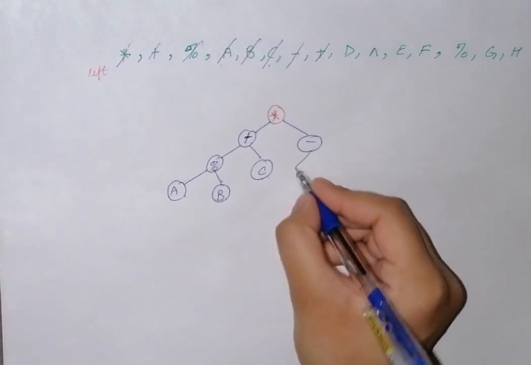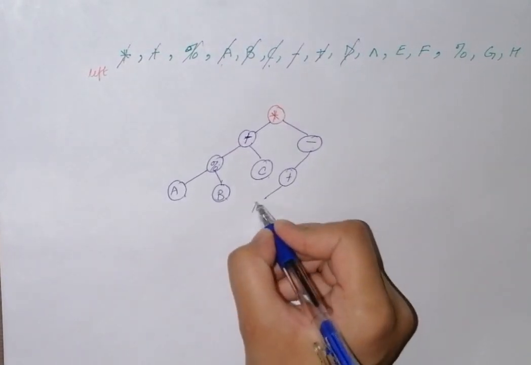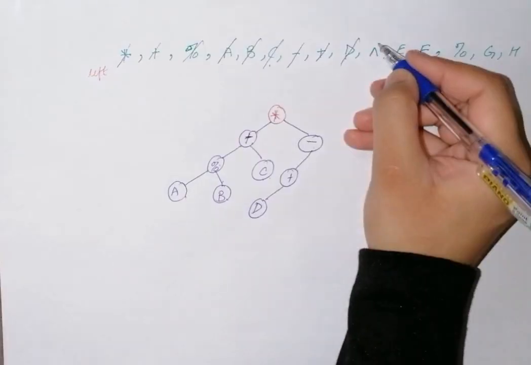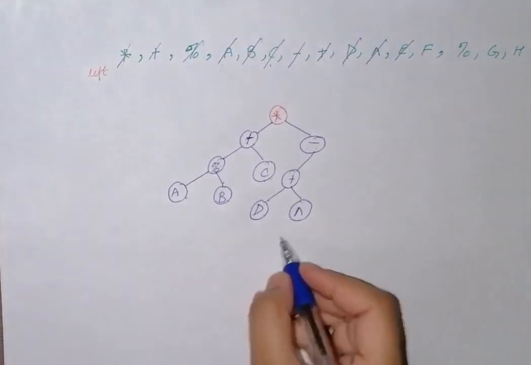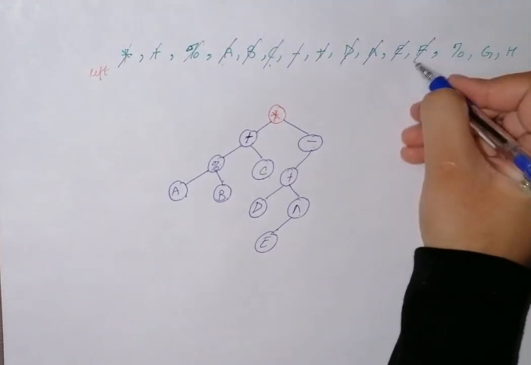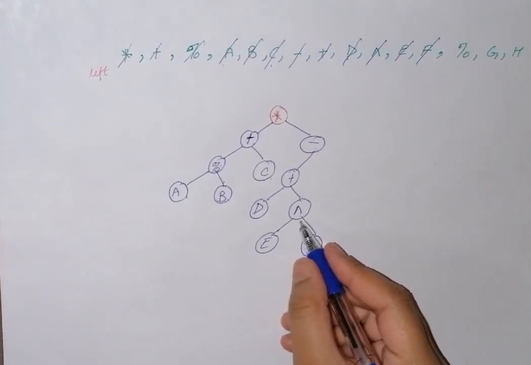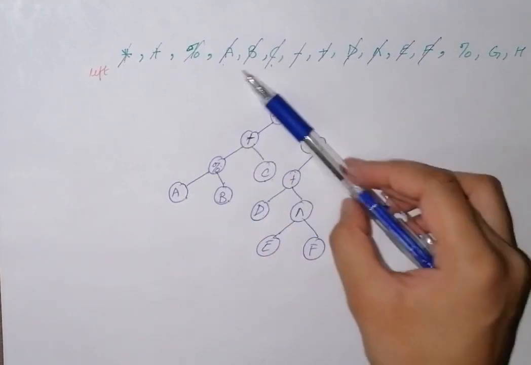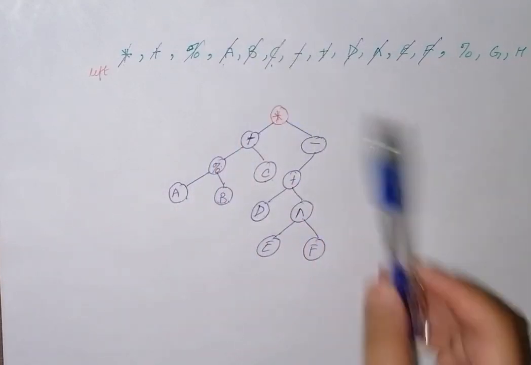Next is plus. So plus will become the left child, and we encounter D. D will become the left child of plus, but since this is an operand, we won't go for further insertion. Next character is power. We will insert power as a sibling of D. Next one is E. So E will become the left child of this power node, and next character that we encountered here is F. So F will become the right child of this particular power node. Now you see this part is also a complete tree. So this whole subtree is basically a complete expression tree.